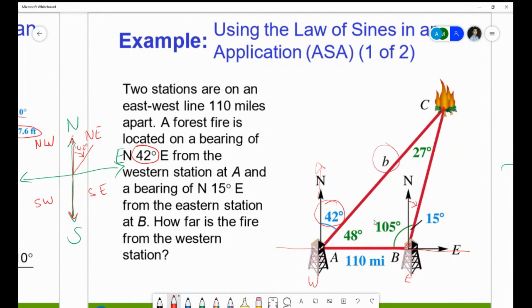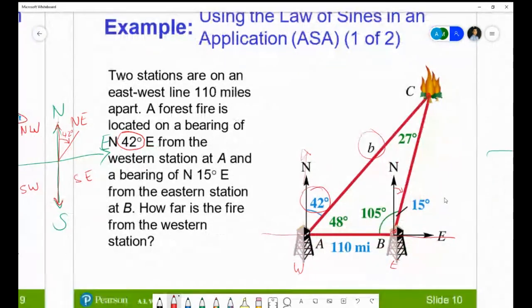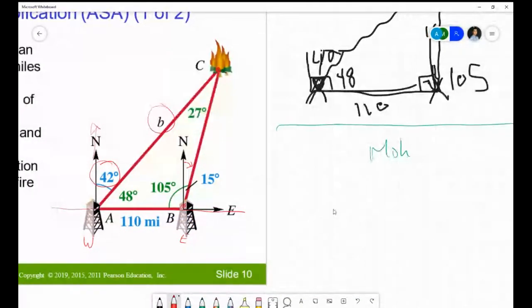So we need to find out what B is equal to. We should probably redraw this triangle so that we don't have unnecessary things here. So here we have this triangle. Since this is 15 degrees, I can add 90 to get 105 degrees. Since this is 42, and from here to here is 90, 90 subtract 42 is 48. And since I know two of them, I know the third one is 27 degrees.